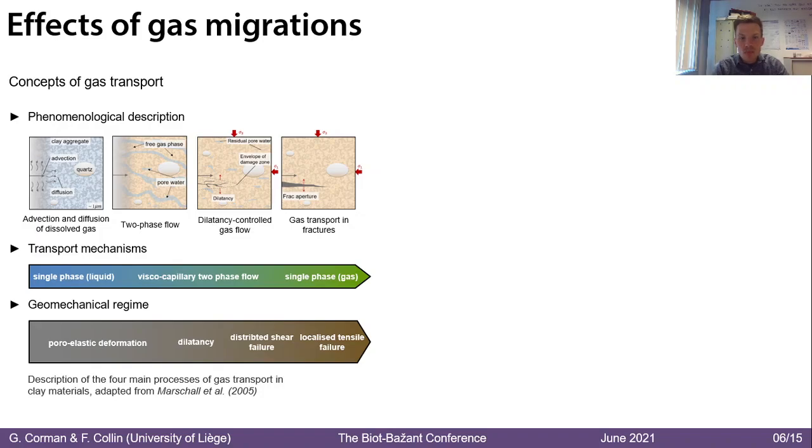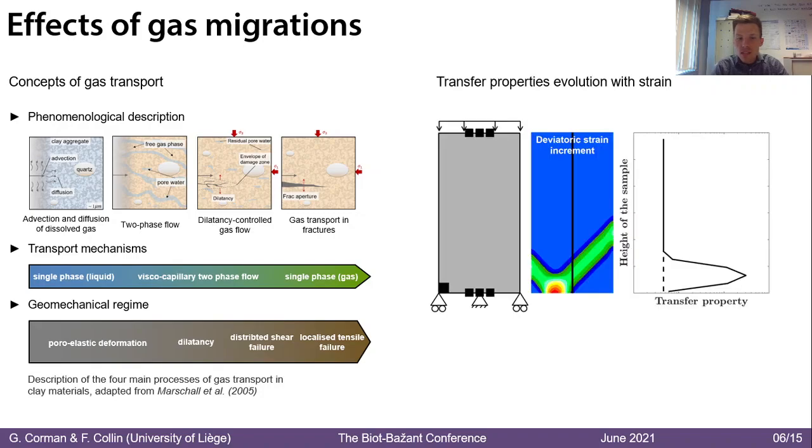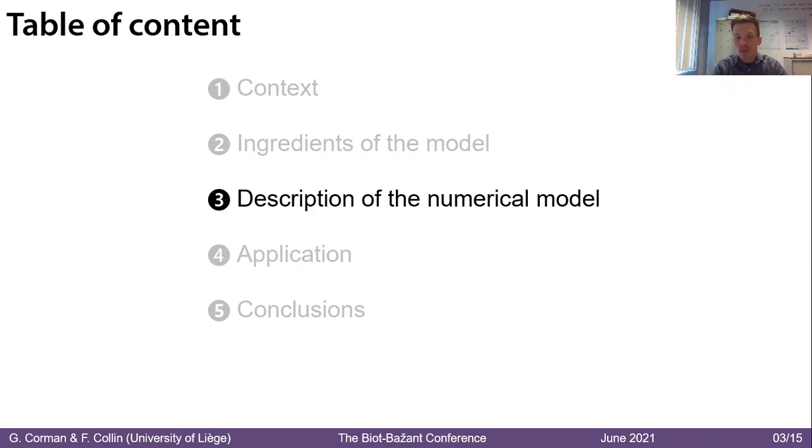And if gas pressure keeps increasing up to the fracturing pressure, then it initiates preferential flow pathways. And finally, in case of accumulation and strong pressurization of gas, irreversible fractures with a single gas phase flow can be created. And on top of that, the interactions between the damage and the transfer properties must also be taken into account by integrating specific hydromechanical couplings into the numerical model. So let's now continue with the description of this numerical model.